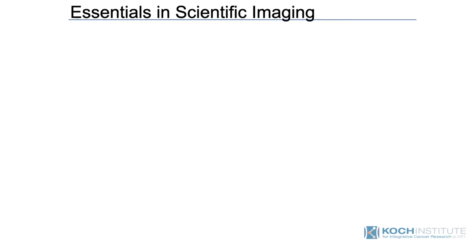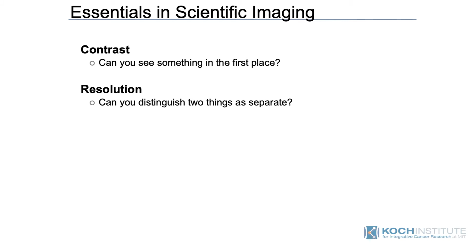So what are the main things we look for in a scientific image? Well, the first thing we look for is whether or not you can see what you want to see. And this is dictated by the contrast, whether something is visible in the first place. We also want to know if we have enough information to distinguish things, and that's resolution. And we typically think of resolution in terms of megapixels in your camera, but there's a scientific definition of resolution, and that is, can you distinguish two things as separate or not?